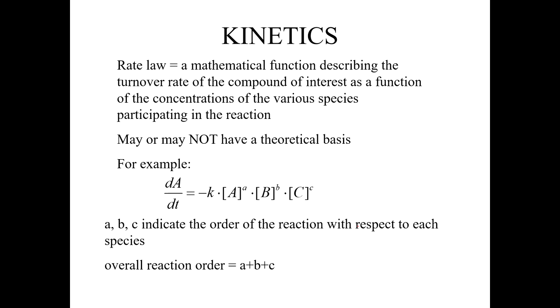So how does that equilibrium stuff that we've just talked about have anything to do with kinetics? For chemical reactions, we can always write a rate law, which is a mathematical function that describes the turnover rate, the dC/dt, the change in concentration with the change in time of the chemical of interest, as a function of the concentrations of the various species participating in the reaction. And these rate laws may or may not have a theoretical basis. Some of them do, some of them do not. For our purposes, we're almost always going to be considering either truly first-order processes or pseudo-first-order processes. And those do tend to have a theoretical basis.